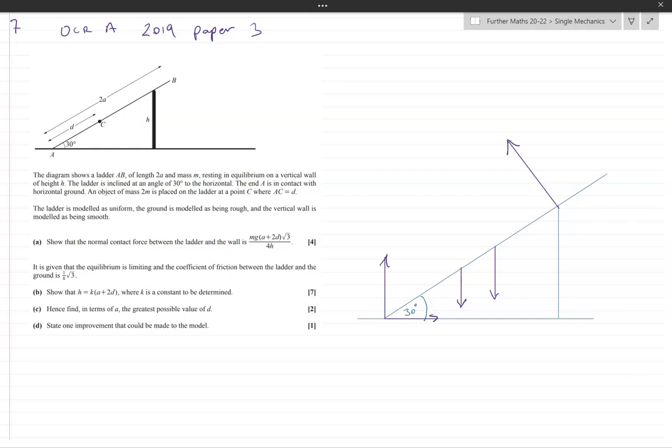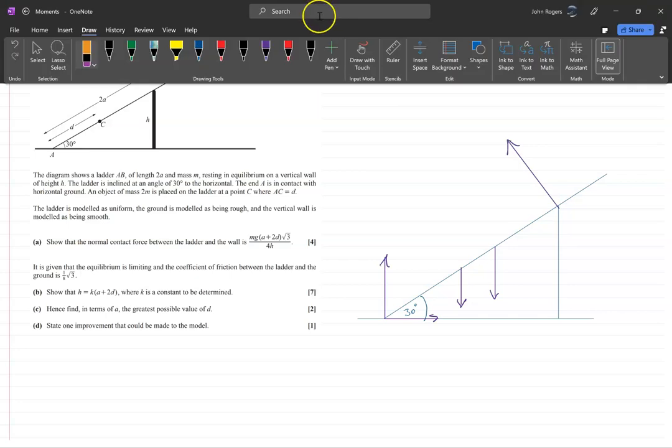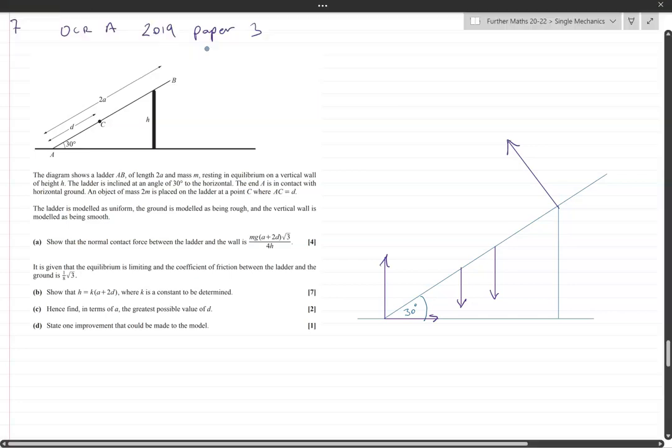Anyway, it's about a uniform ladder that's resting along a wall, kind of unusually in this sense, like resting on top of it as shown in the diagram. And we're told it's uniform, and it's of mass m, so the weight is mg.